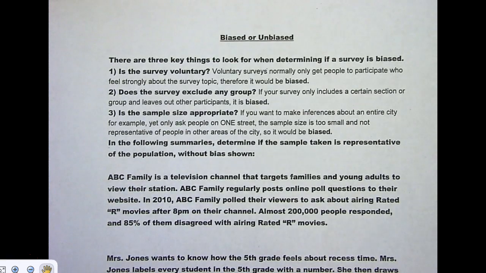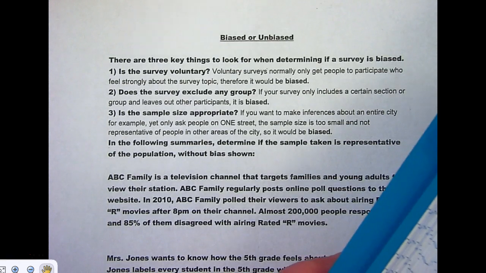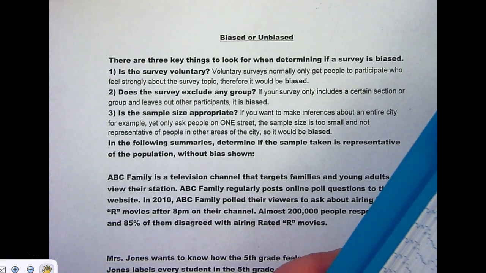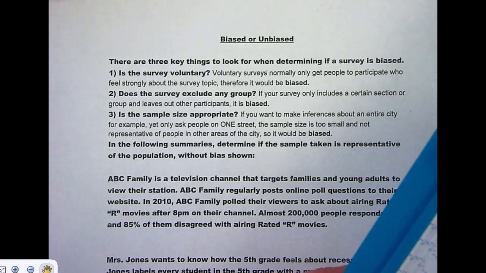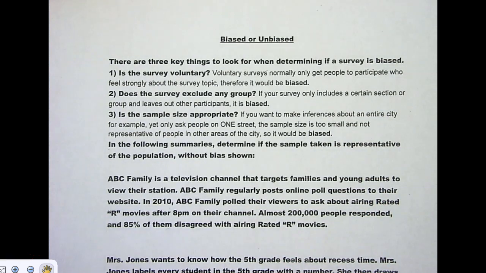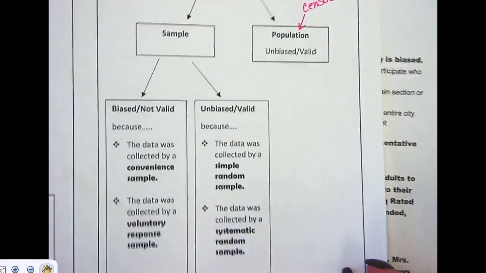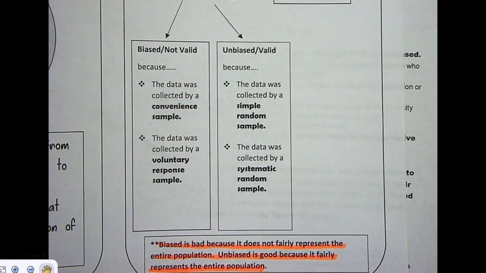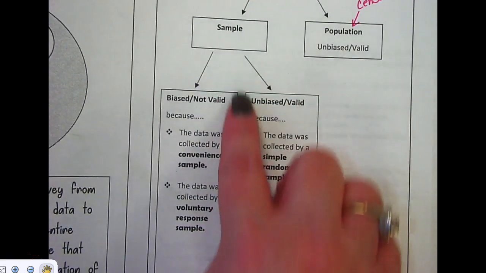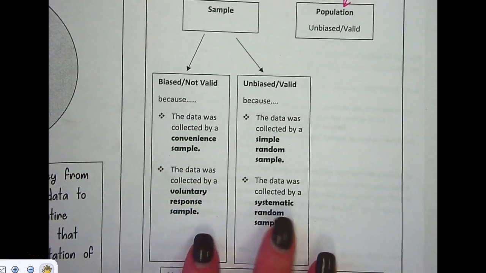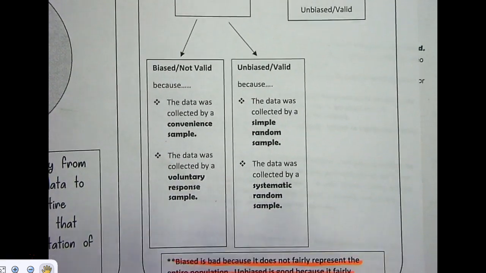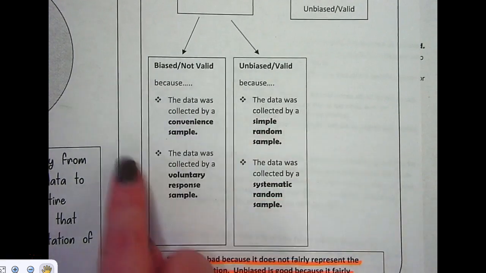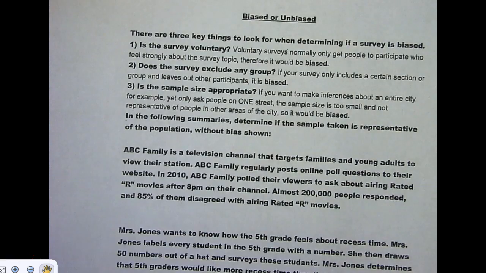So what I would like you to do is turn to that flow chart that has the different ways to tell if it's biased or unbiased. You need to have that out. These are the things we're going to look at. They're all going to be a sample, but we need to look and see if they're biased or unbiased and see if we can find one of these 4 reasons that will fit. Okay? So you're looking at that flow chart.